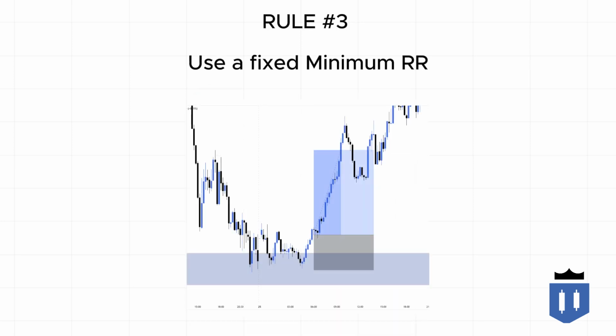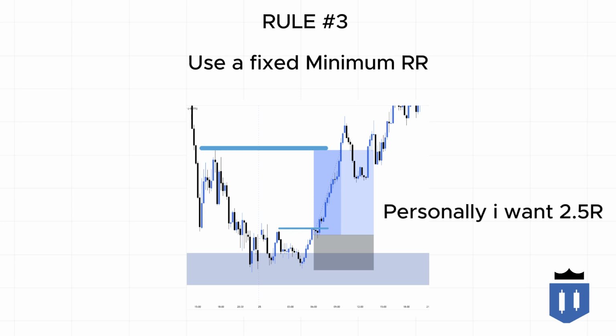Rule number 3, use a fixed minimum RR. So how I do this is from the area where I get my full confirmation, between that area and my take profit, I make sure I manipulate it so well that I'm going to have a minimum of 2.5 R. Now you can adapt this, and whatever RR suits you, you can work with that. But personally, I want 2.5 R.